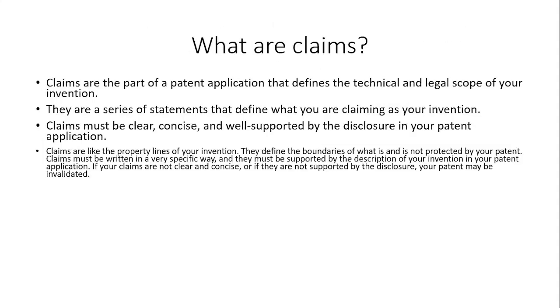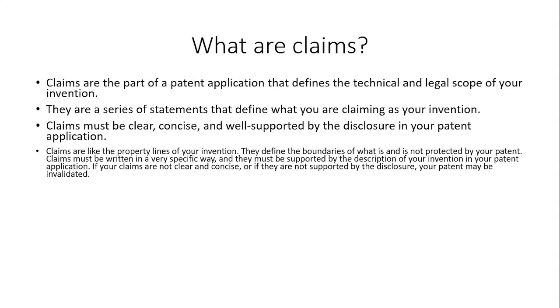What are claims? What is available within the claims? Claims are the part of a patent application that defines the technical and the legal scope. As per the previous slide, they are a series of statements. Number 1, 2, 3. Likewise, a series of statements that define what you are claiming as your invention. I will explain with my claims. Claims must be clear, concise, and well supported by the disclosure in your patent application. These are all the meaning of claims.